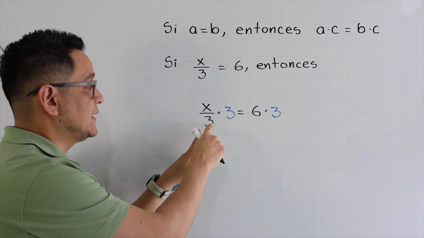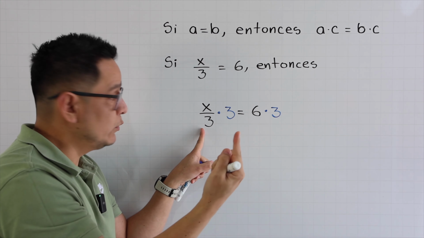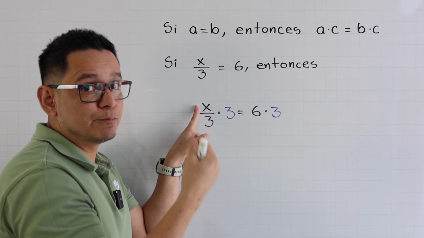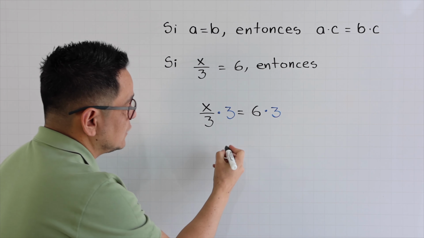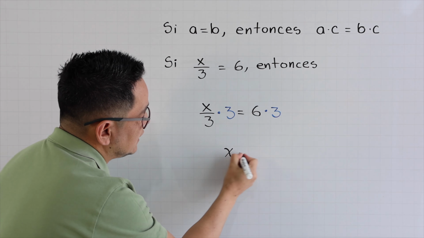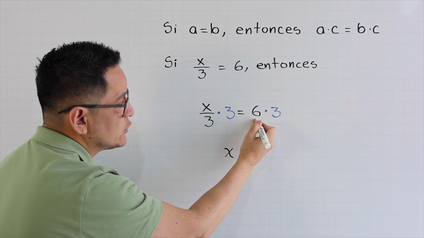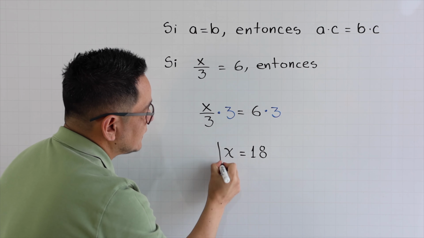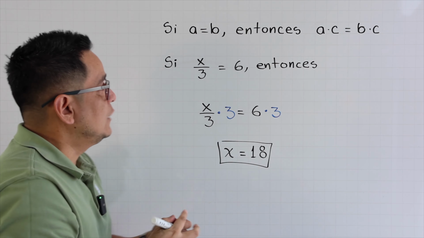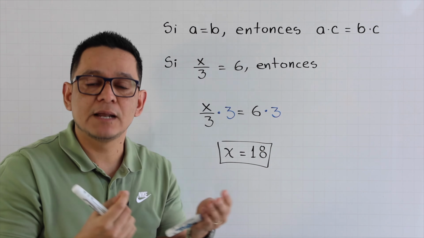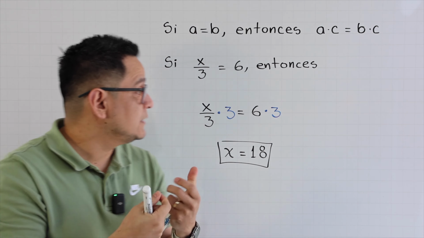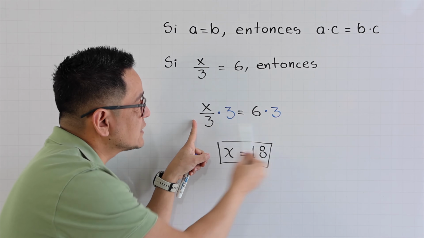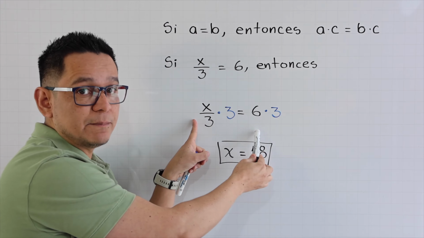Well, because I already know that 3 divided by 3 is equal to 1. Therefore, on the left side, I would only have x times 1, but x times 1 is still x. So, on the left side, I would have x, and on the right side, I would have 6 times 3, which is equal to 18. Again, as you can see, the use of this property, which is the multiplicative property, is allowing me to solve this equation. Pay attention. This is where I'm applying my multiplicative property.